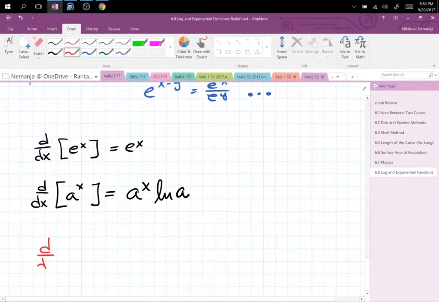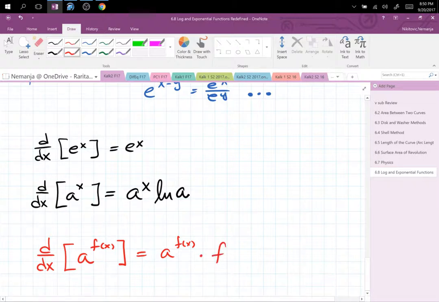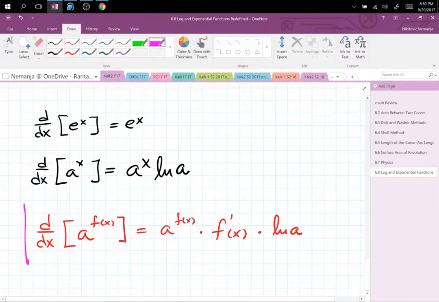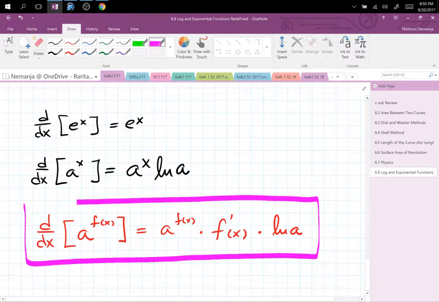The boss equation would be a raised to any function. So now you can see that e to the x is reflected in this formula because a is e and f of x would be just x. But then you have the freedom to have 7 to sine x, and that works as well. So the derivative of something like this would be a to f of x times the derivative of x, which is the chain rule, times ln a because of the base.